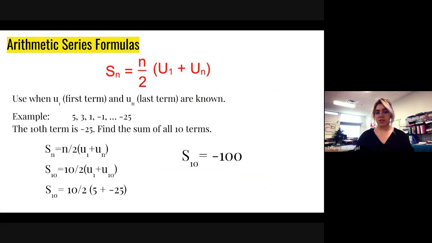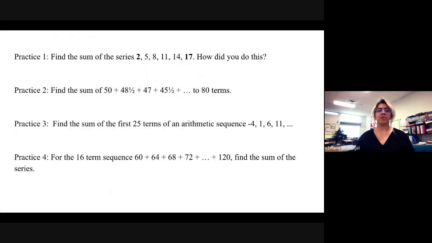I refer to this one as a short formula. The short formula is nice to use because you only need that first term and last term in n. But the downside is sometimes you don't always know the last term, so you can only use it whenever you know that last term. Let's look at some examples.